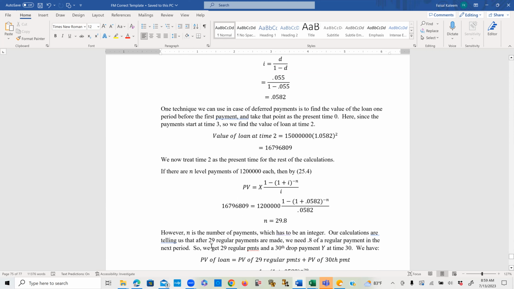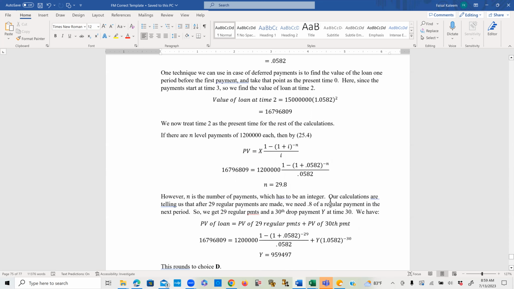So this gives us n equals 29.8, but that's the number of payments. So that tells us the regular payments are 29, and the 30th payment will be the drop payment. Let's call that Y. Therefore, the present value of the loan equals the present value of the 29 regular payments plus the present value of the 30th payment. And again, remember, present in our case is now time 2.